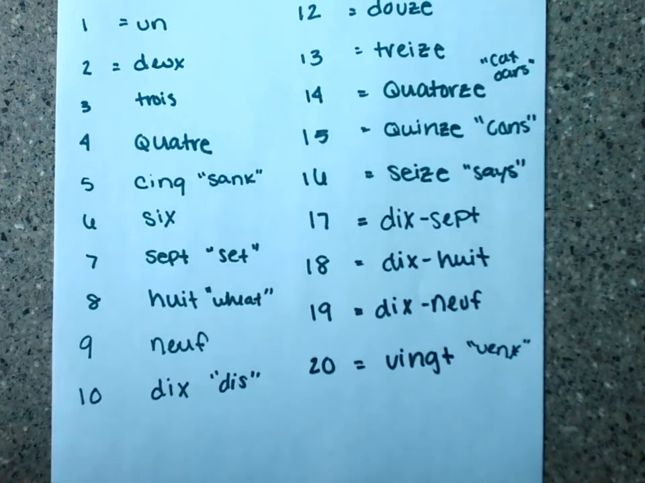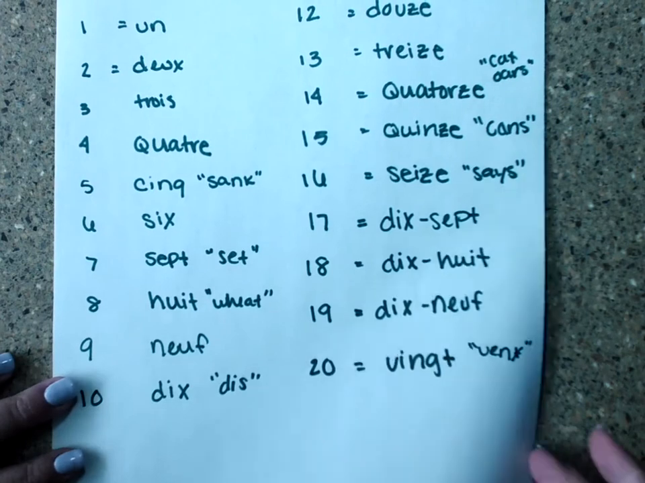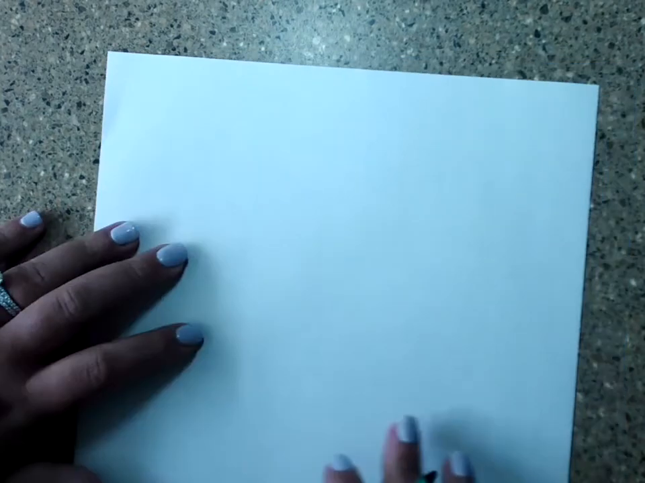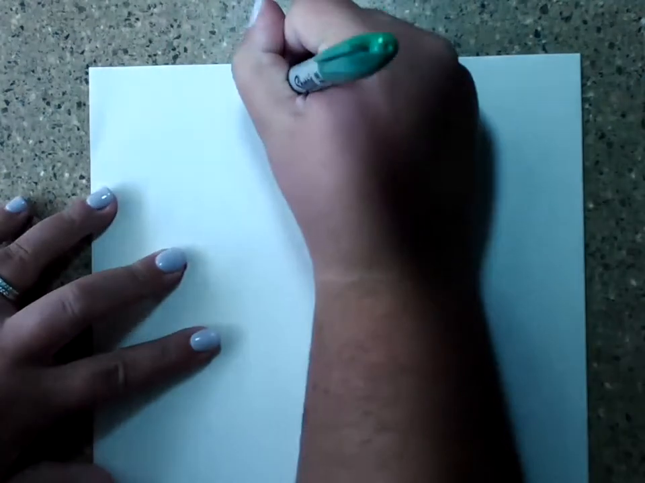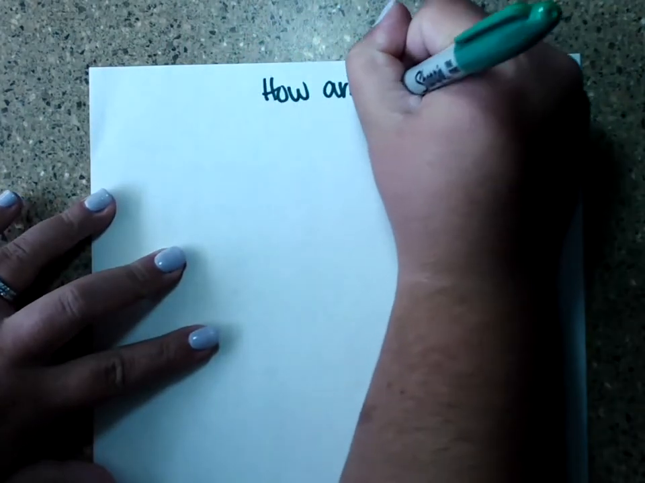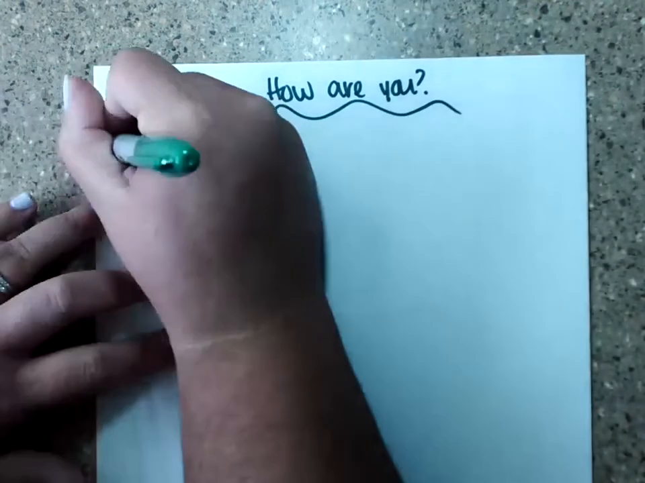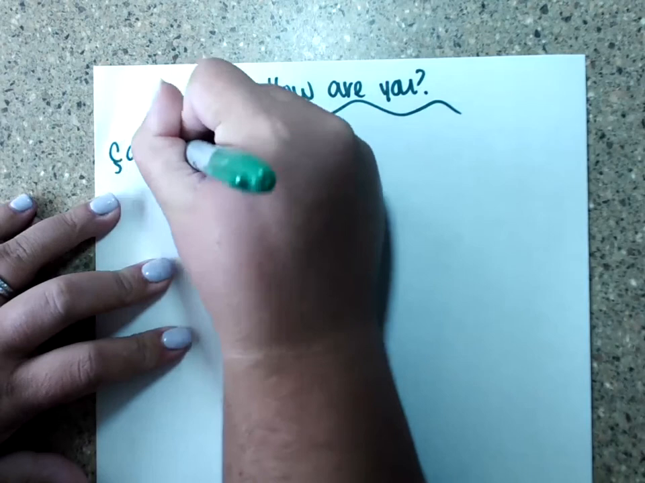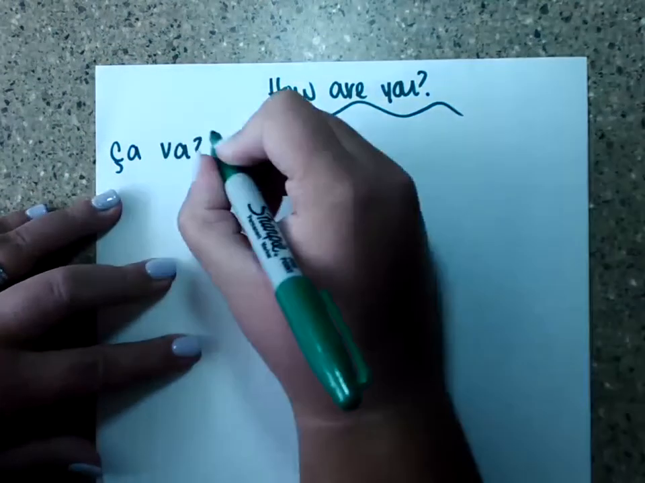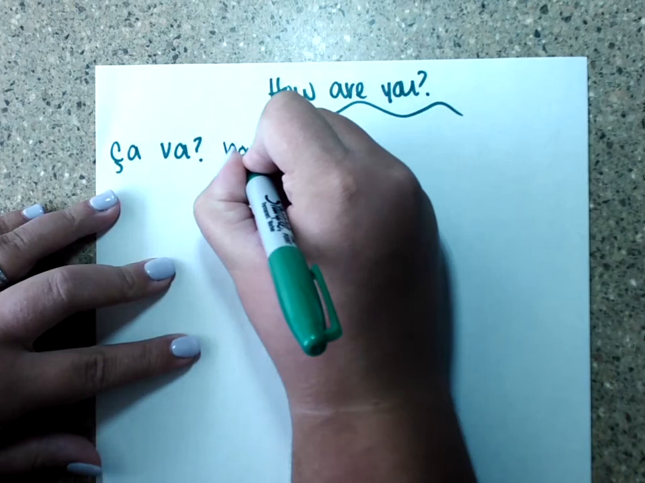So that's it for numbers. Last thing that I want to talk about today, and I know I'm giving you lots of notes, is how to ask how people are doing. So I want to make sure that you can fill out this last slide. And so we're going to ask how people are doing by first saying, this is all about how are you. So first we're going to say ça va. And ça va just means, how's it going?